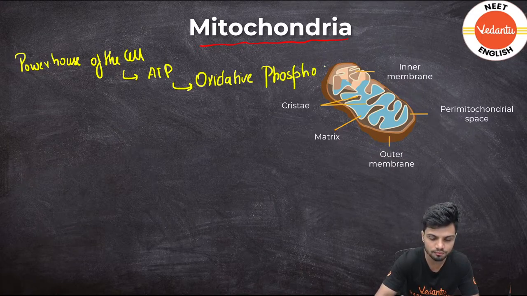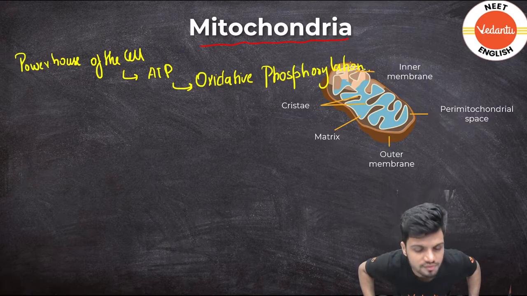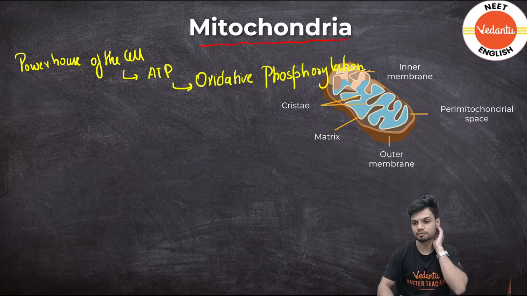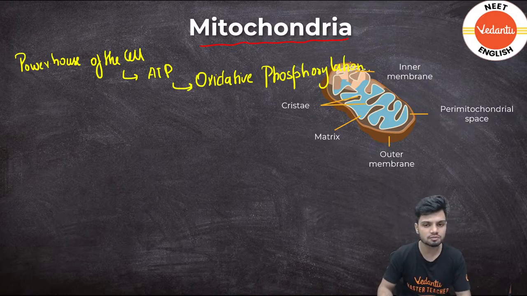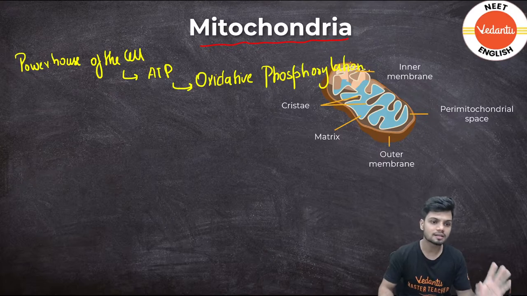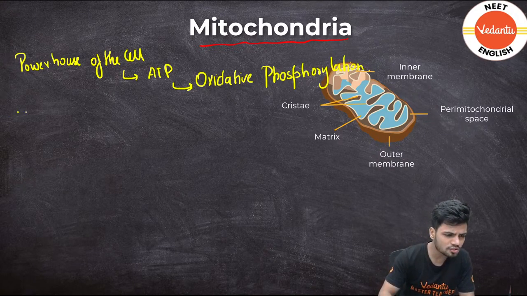Oxidative phosphorylation. That is why it is called the powerhouse of the cell, because most of the ATP production is happening inside the mitochondria. Clear? But there are other structures, such as the cytoplasm, that also have ATP production: glycolysis. But the major ATP production is inside the mitochondria. Clear? Now, let's look at the structure of this.